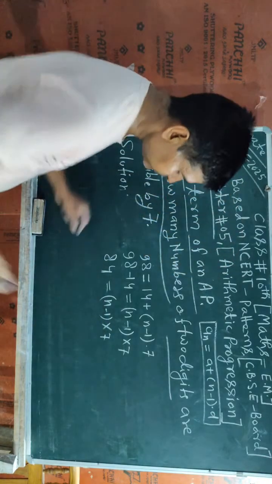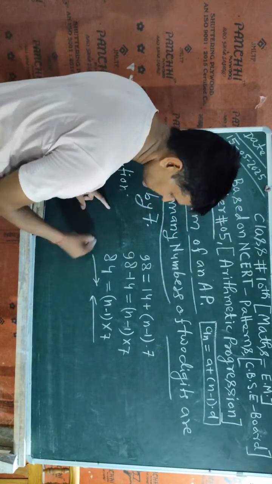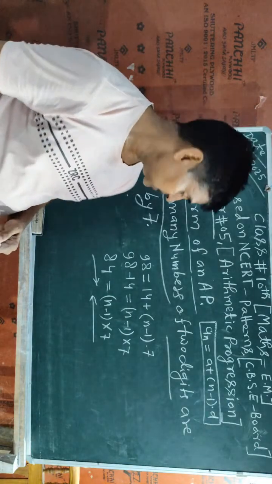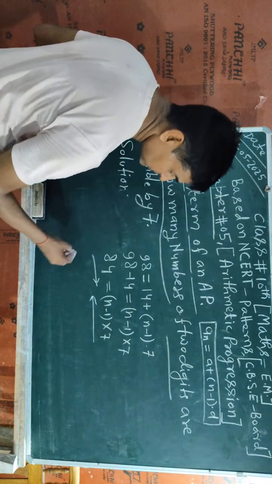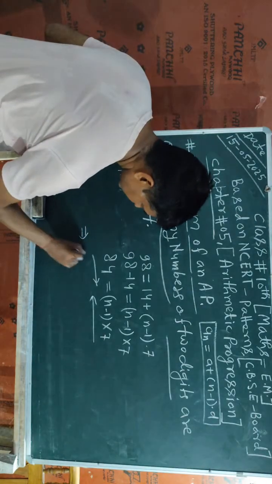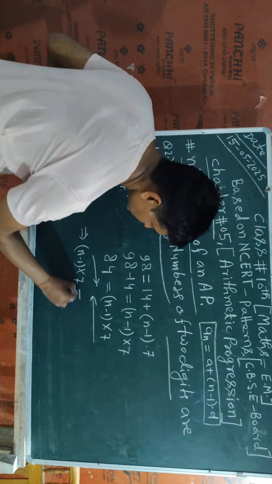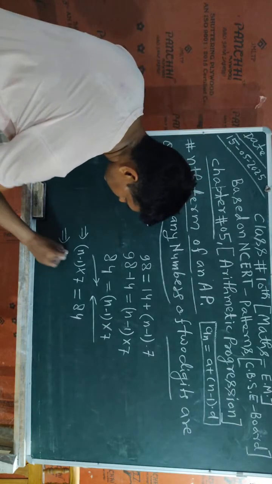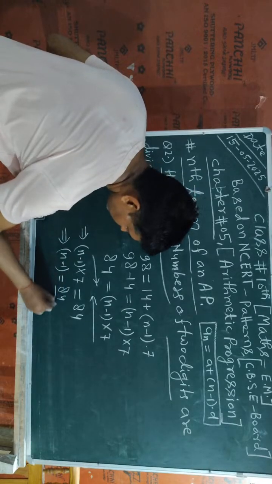Okay students, this information I am going to put on the left-hand side, and this information on the right-hand side. After putting, there will be no change in the question. So I will write (n minus 1) into 7 is equal to 84. There will be no change. Now further I have to write n minus 1 is equal to 84 divided by 7.